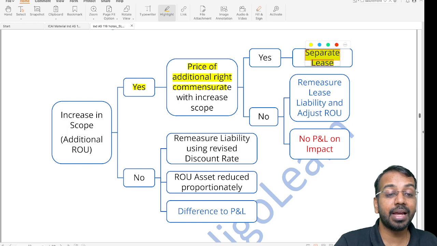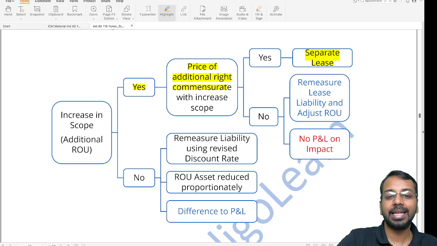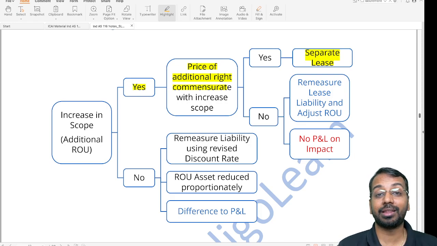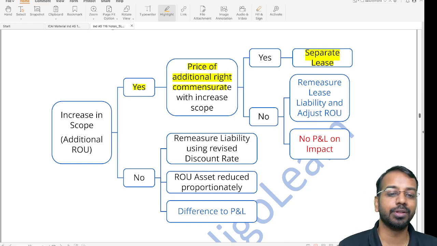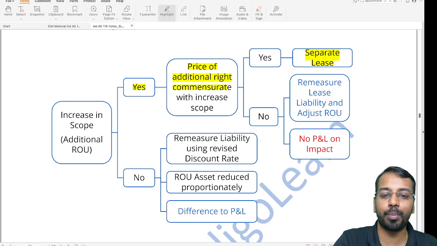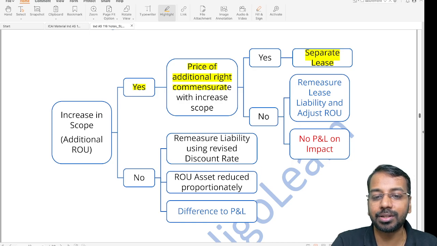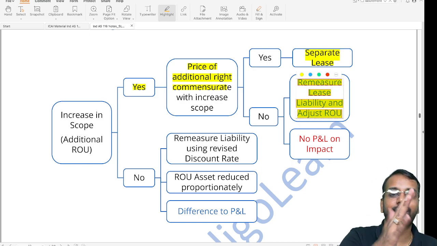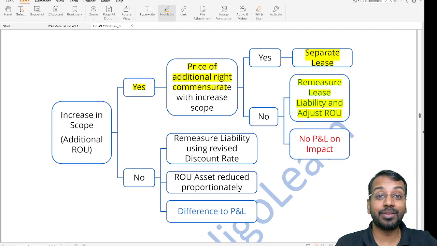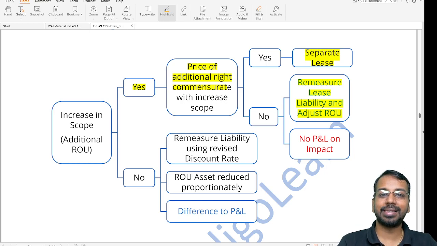Then, if there is an increase in scope but price is not commensurate. Price is not commensurate meaning instead of 10,000 they are saying only 5,000, and in the market you will not get it at 5,000. So price is not commensurate with the scope. If price is not in line with increase in scope, then you will apply the remeasurement of lease liability, what we have just now understood. So the first part we already know how to do. If there is an increase in scope and price is commensurate, you will account for it as a separate lease.